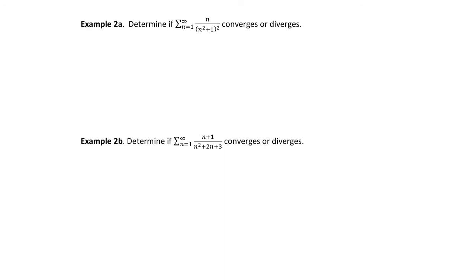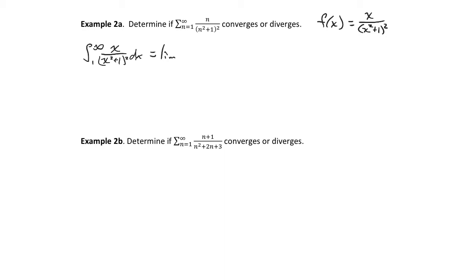Let's look at another example. I have the series n over (n squared plus 1) squared. Does it converge or diverge? So what we're going to do is make a function out of this. This is x over the quantity x squared plus 1, squared. And since I start at 1, let's start at 1. We're going to look at the integral from 1 to infinity of x over (x squared plus 1) squared dx.